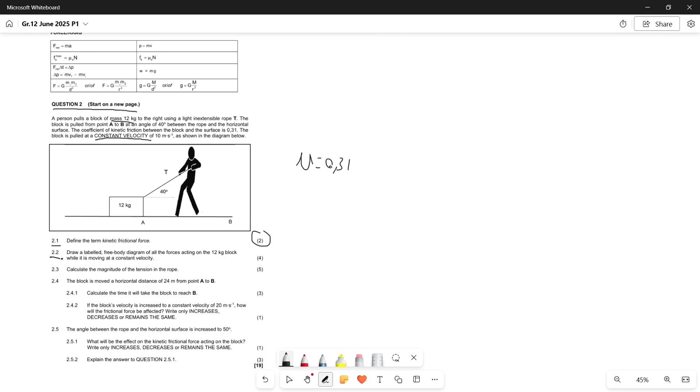So 2.2, it says draw a labeled free body diagram of all the forces acting on the 12 kg block while it is moving at a constant velocity. Okay, so this is also a good question as it helps set up everything we need to see which forces we need to work with as we move into the formulas coming up. So we always have gravity acting down, so we have Fg. We always have Fn going up there. We have frictional force here because they gave us the coefficient of friction, so there is kinetic friction working against it. Doesn't matter the lengths of each side, they don't have to be drawn to scale, but the direction is important. And we have tension going up here, and that'll be our 4 marks.